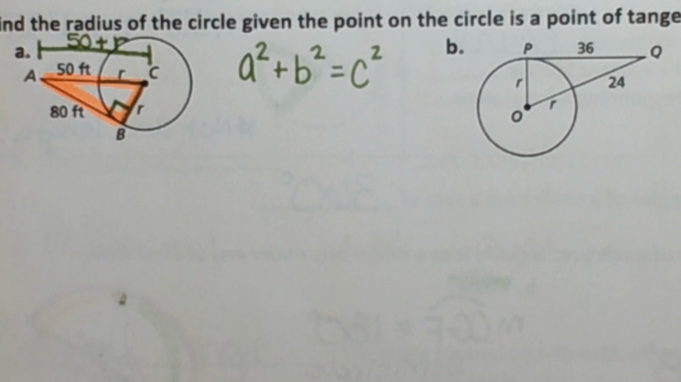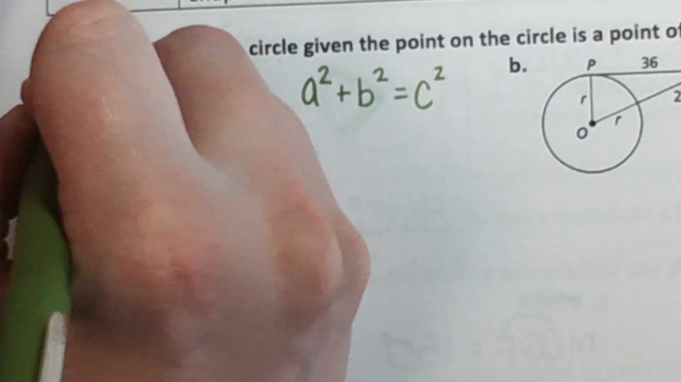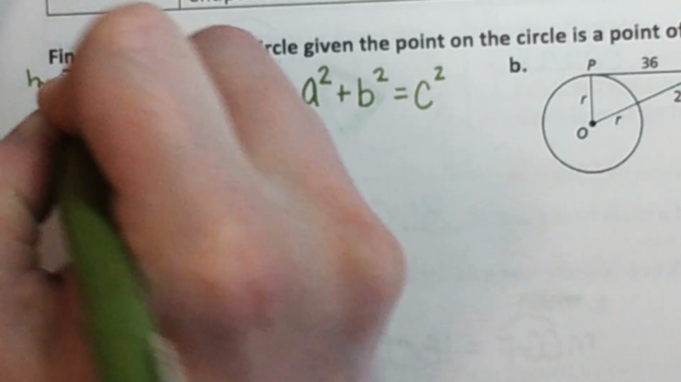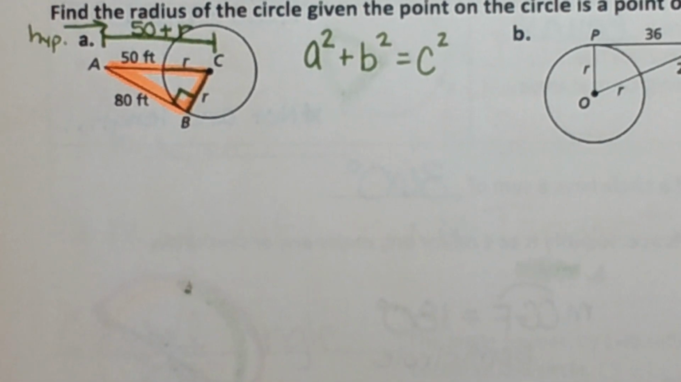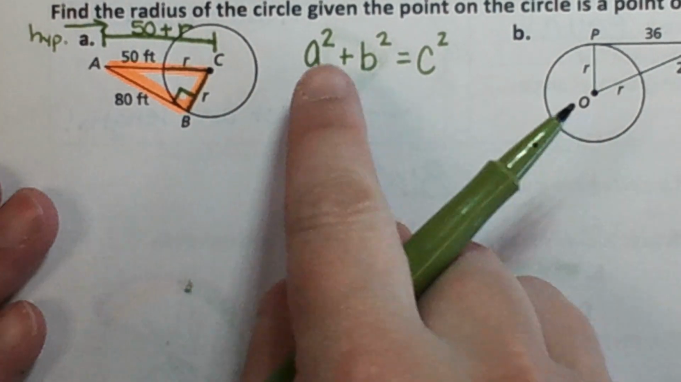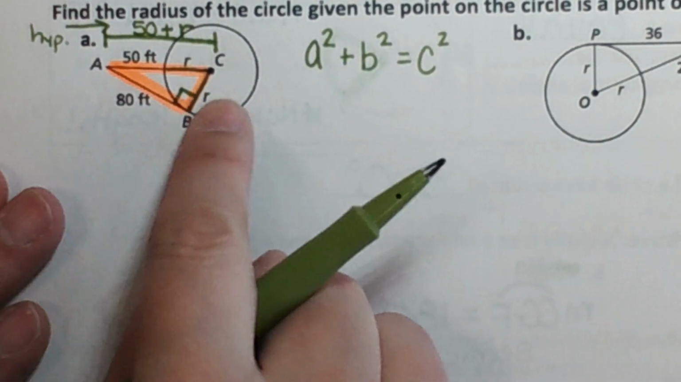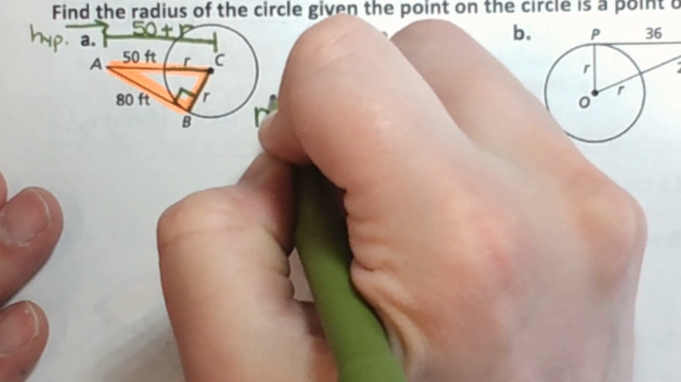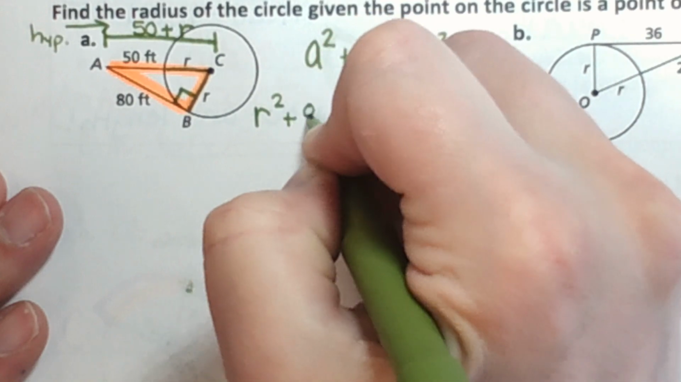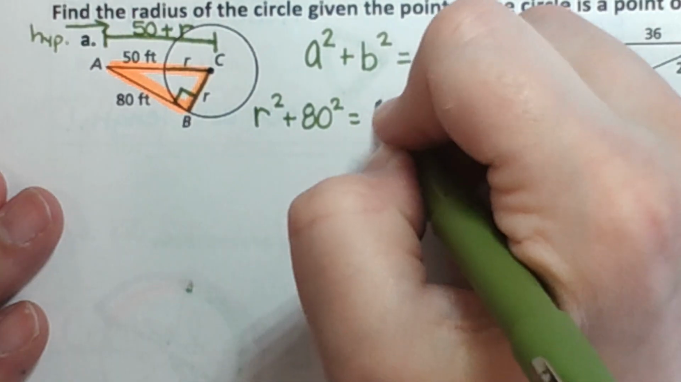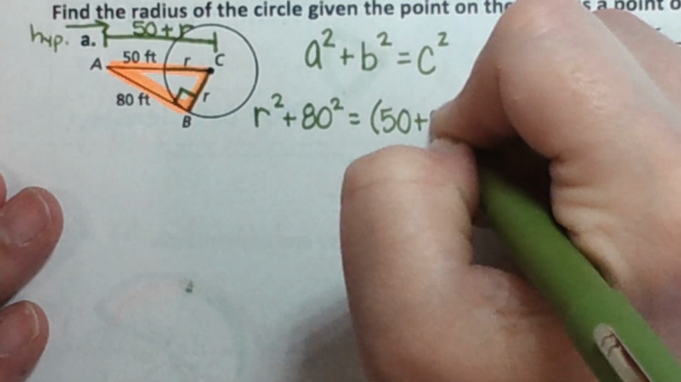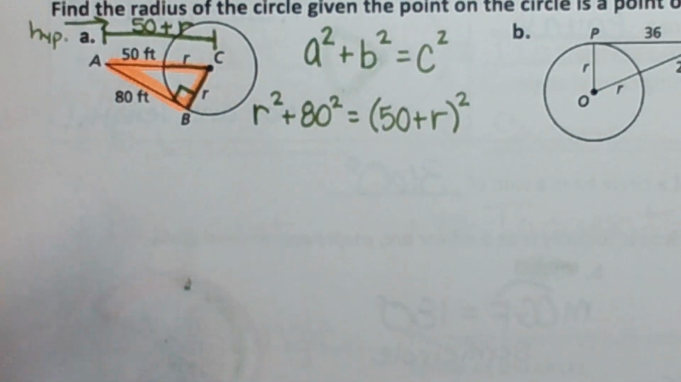Now I can do my Pythagorean theorem. That's my hypotenuse. So that goes into the C part of Pythagorean theorem. I just have to be picky a little bit about how I plug it in. A and B are going to be these two sides. R squared plus 80 squared equals, when I do the 50 plus R, it has to be in parentheses before I square it.